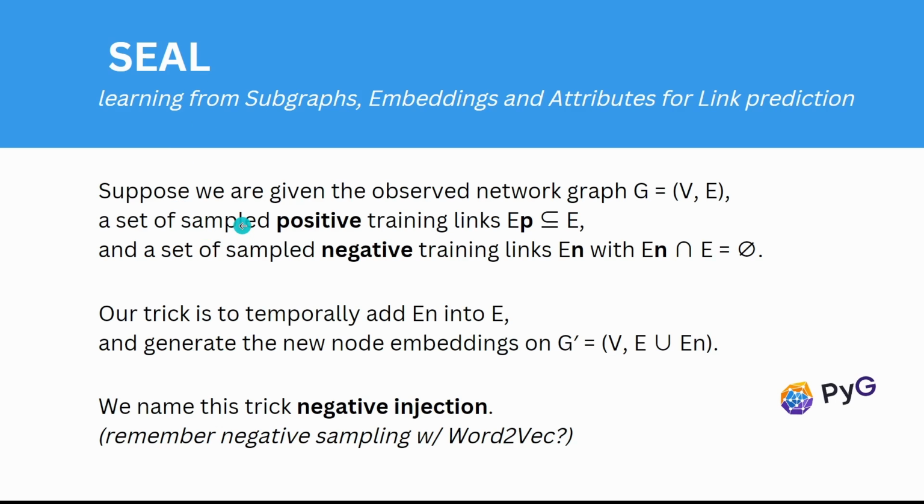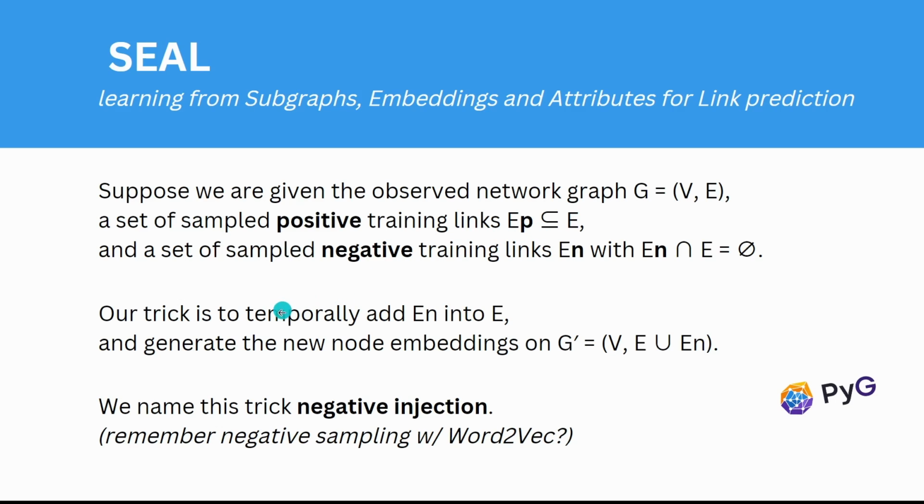The idea is rather simple. You know this idea. Suppose we're given a network graph, a graph with a set of vertices and a set of edges and a set of sampled positive training links, P, and a set of sampled negative training links, N. N for negative, P for positive.